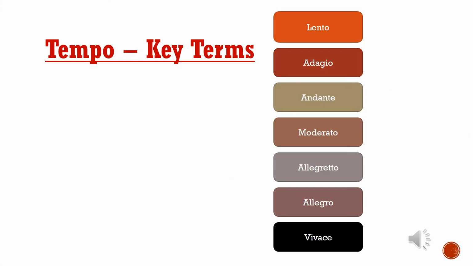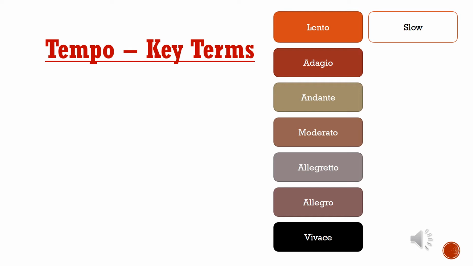So now we're going to go through your key tempo terms that you need to know for GCSE music. Tempo is all about the speed of a piece of music, how fast it is. Here down the side of the screen we've got the 7 Italian terms that you need to know to be able to describe tempo. So we've got lento, adagio, andante, moderato, allegretto, allegro and vivace. These are in order from slowest, which is lento, to fastest, which is vivace. We're going to go through what these terms mean, and then listen to some examples of pieces of music at that tempo.